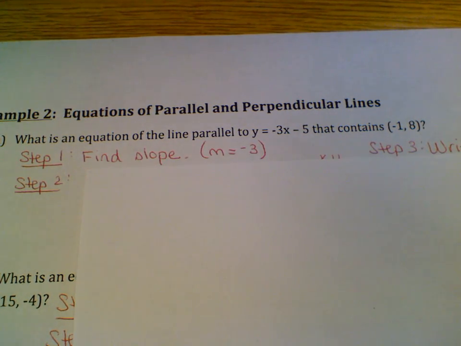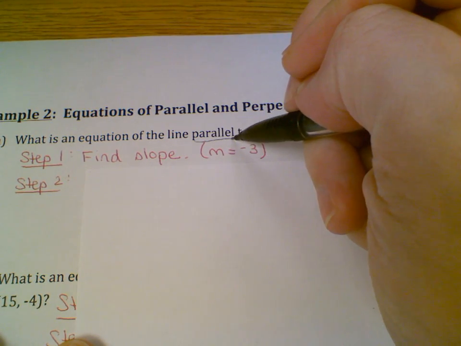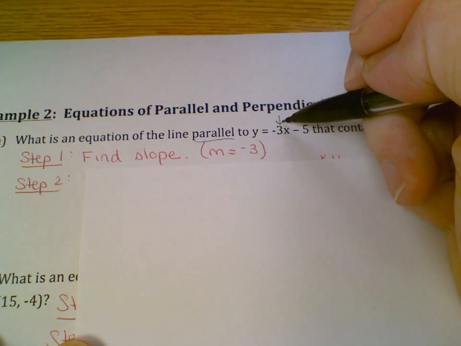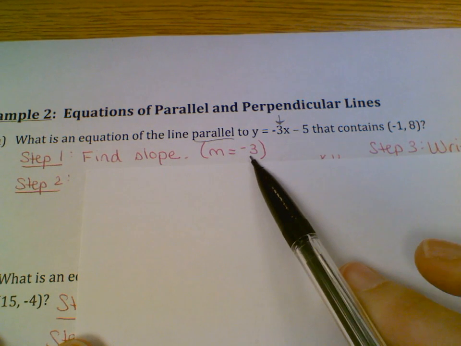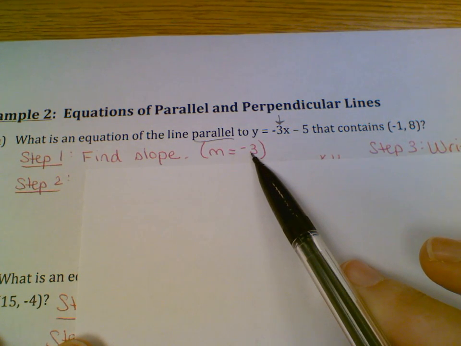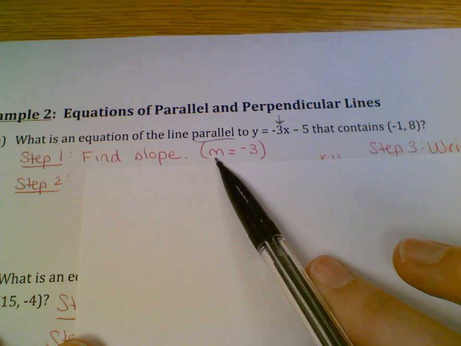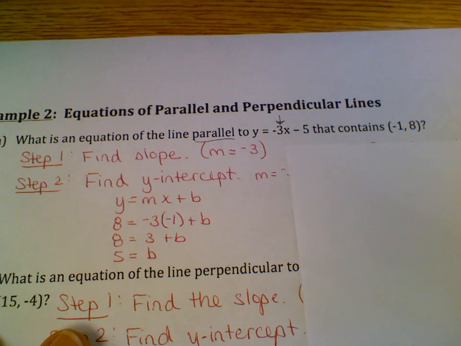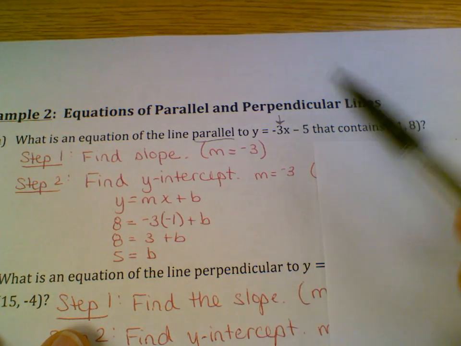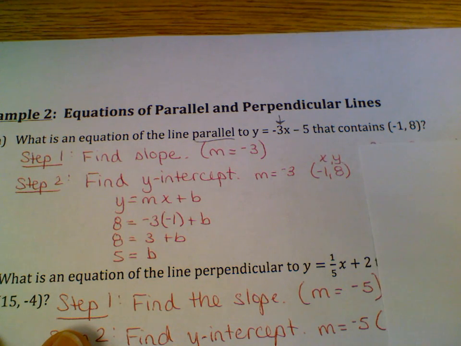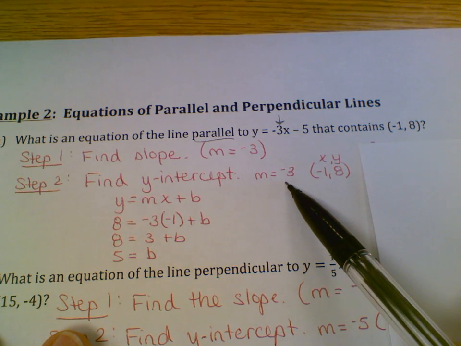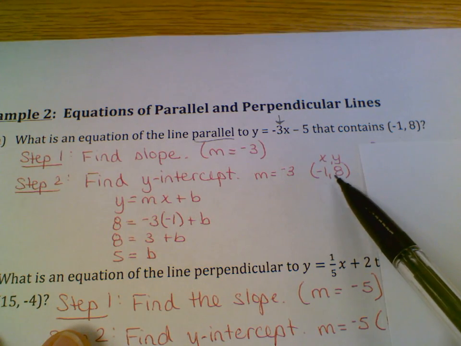Step one is you want to find your slope. So if I am doing parallel and my slope is -3, then the slope that I will use will be that same number. So I will use -3 for my slope as well. Step two is we want to find our y-intercept. So keep in mind we already said our slope is -3 and they gave us this point.